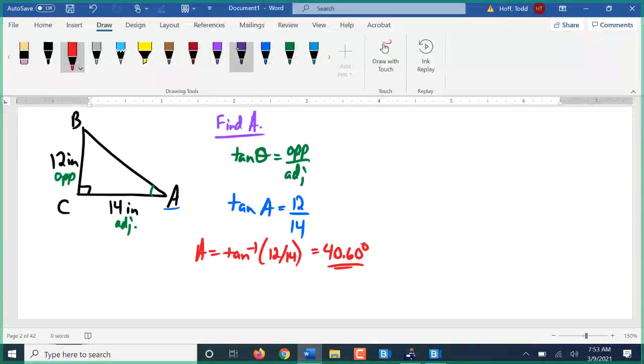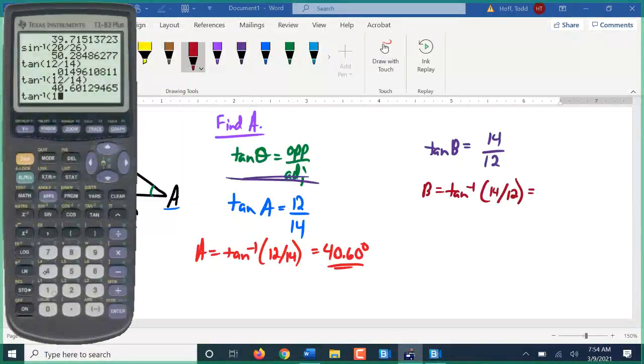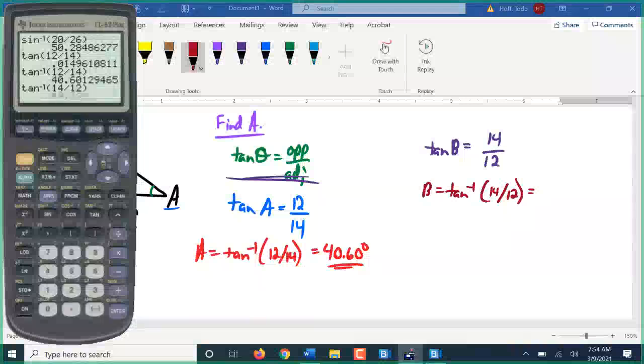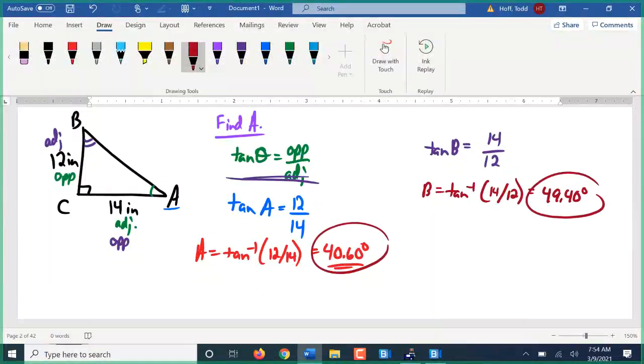Find B, angle B up here. Now the 14 would be the opposite, and the 12 would be the adjacent. So tangent of angle B equals opposite of 14 over adjacent of 12. That tells us that B is equal to the inverse tangent of 14 over 12. Second tangent, 14 divided by 12, 49.40 degrees. Now those two angles do add up to 90 degrees, so it does give us the proper angle sum for a triangle.